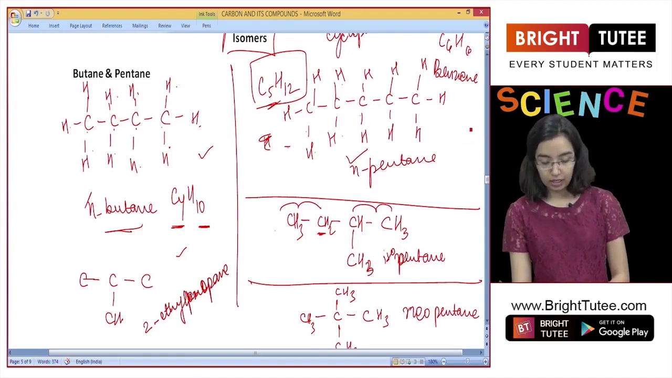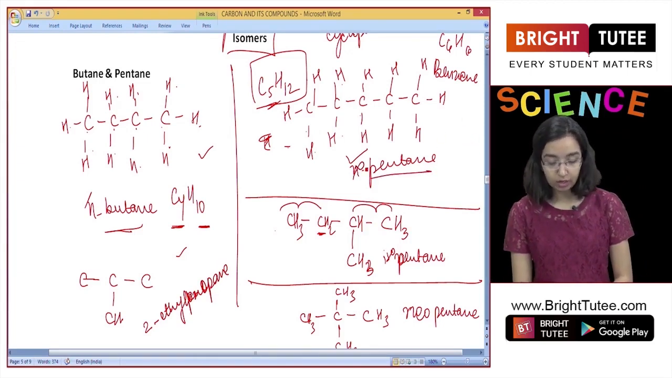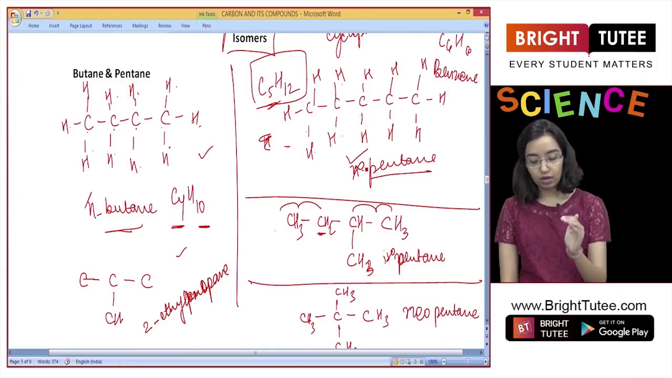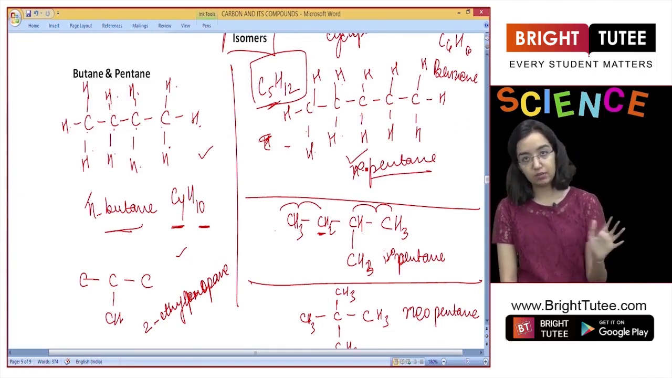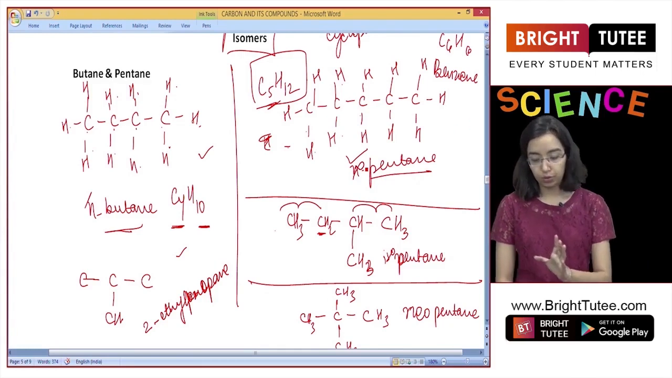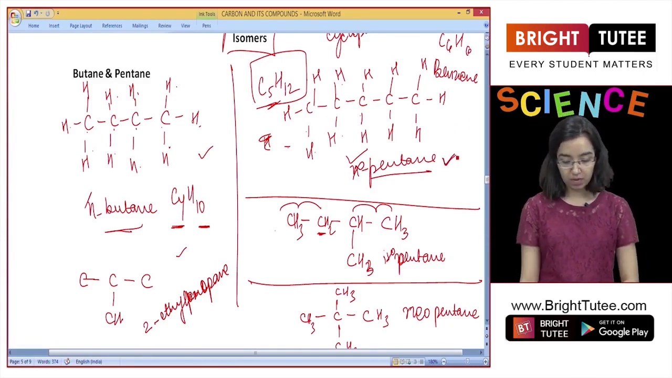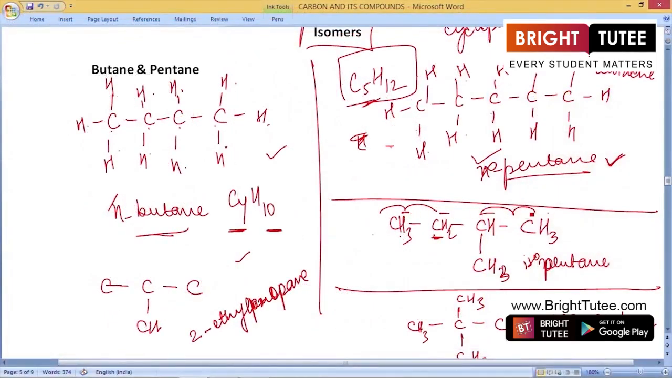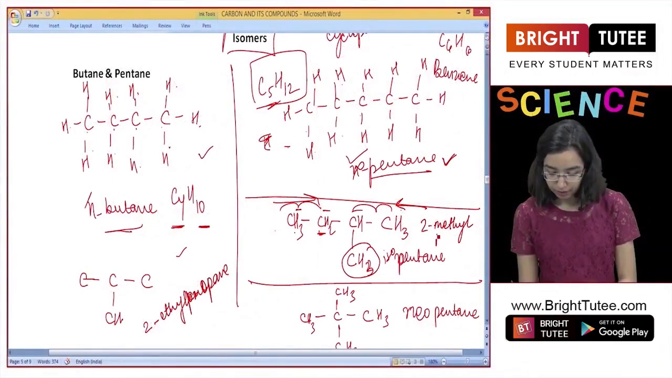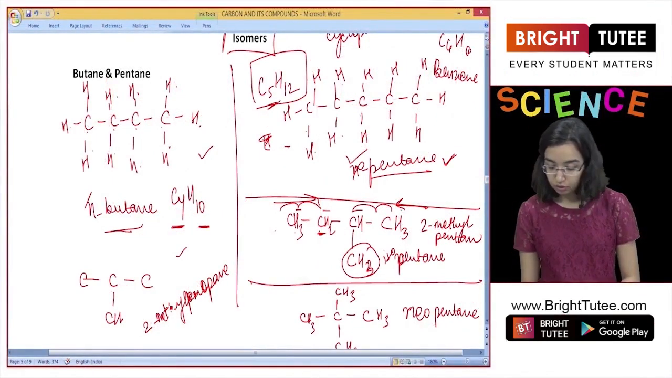Now let's try and name the pentane. So this one is called pentane. There is no n when you are talking of IUPAC naming. So n-pentane, isopentane, neopentane are names given to the isomers, but they're not part of the IUPAC naming. In IUPAC naming, this will be called pentane. Now what will this be called? It's a four-carbon chain, and we will start naming from this side and not from this side because we want to reduce the positioning. So it will be called 2-methyl pentane.